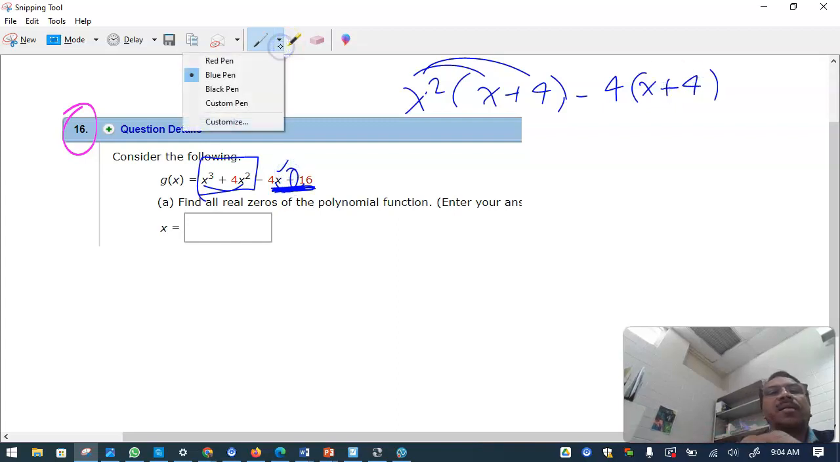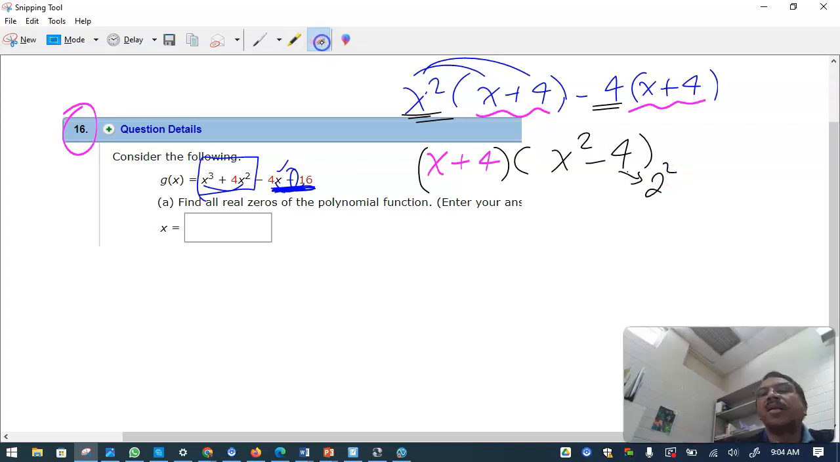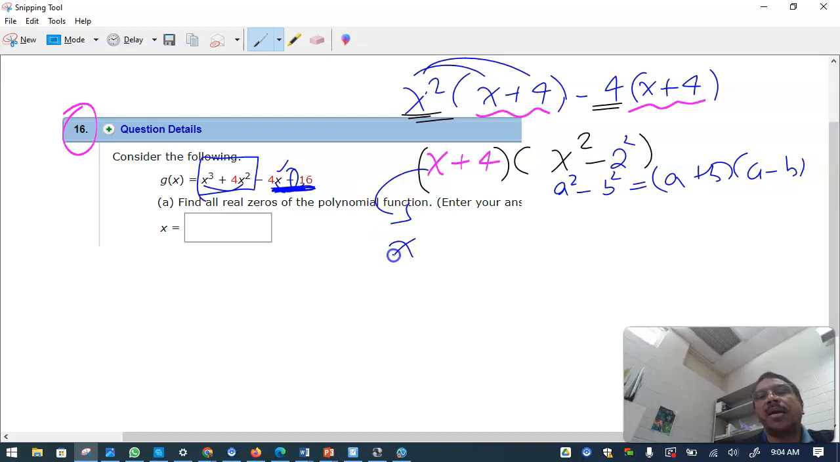And now what you see is the same factor, the pink color factor, x plus 4, is multiplied to both the terms. So I'm going to use that. And what stays is this x squared and this minus 4. Okay? And you can use this 2 means 2 squared, and you can replace this 4 by 2 squared and use the difference of squares formula, like a squared minus b squared, which is a plus b and a minus b. So this whole thing now will turn to x plus 4, x minus 2, and x plus 2.